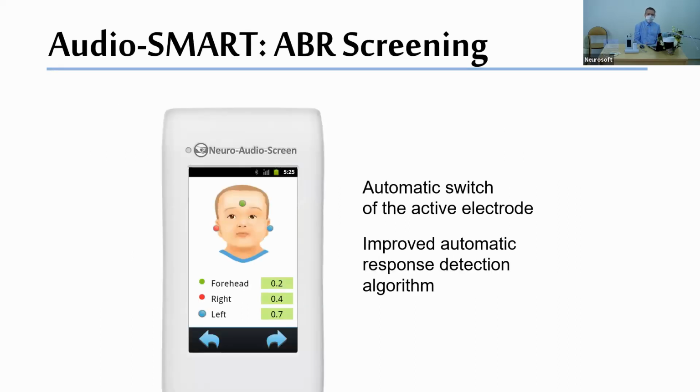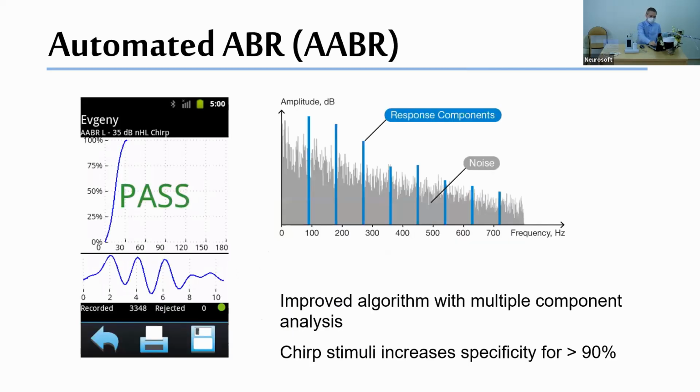So this is how this test will look on the AudioSmart device. First, there is a demonstration of how to place the electrodes. And then the test is very quick. We will show you that it takes just several seconds, usually, and up to 3 minutes, but it only takes that long when there is some kind of pathology. If it takes long, it usually means there will be a refer result. The algorithm for the detection of the response uses a multiple component analysis.